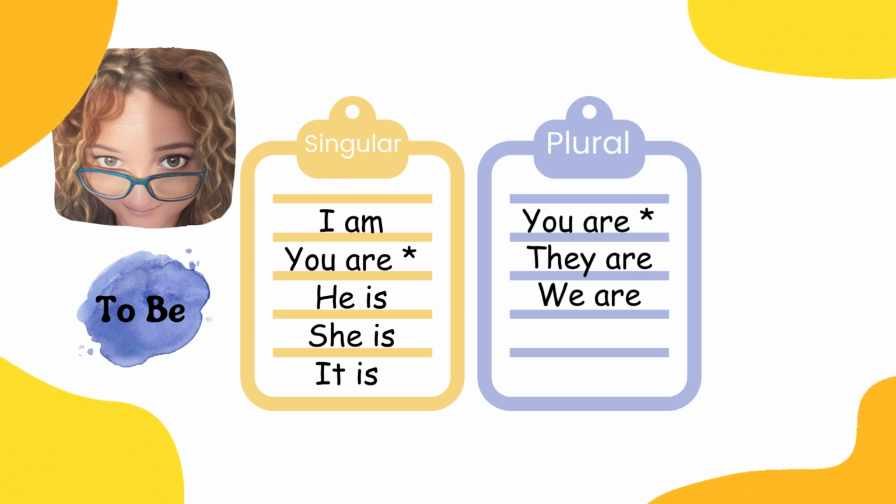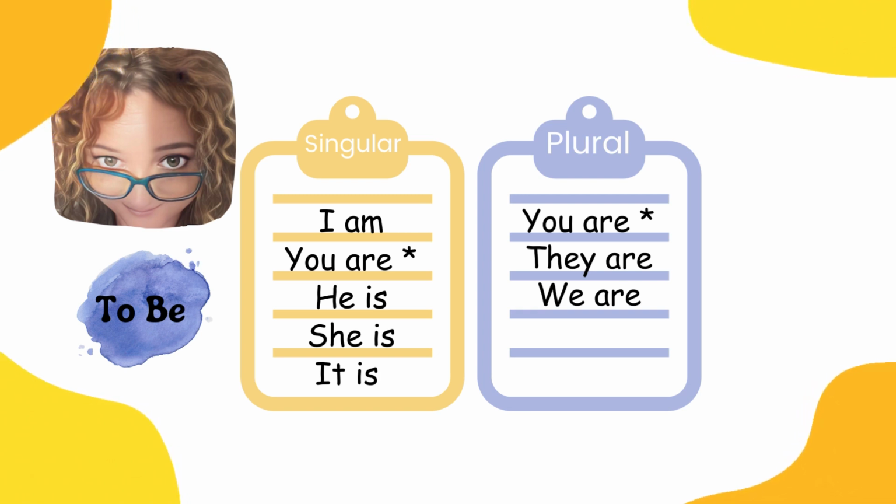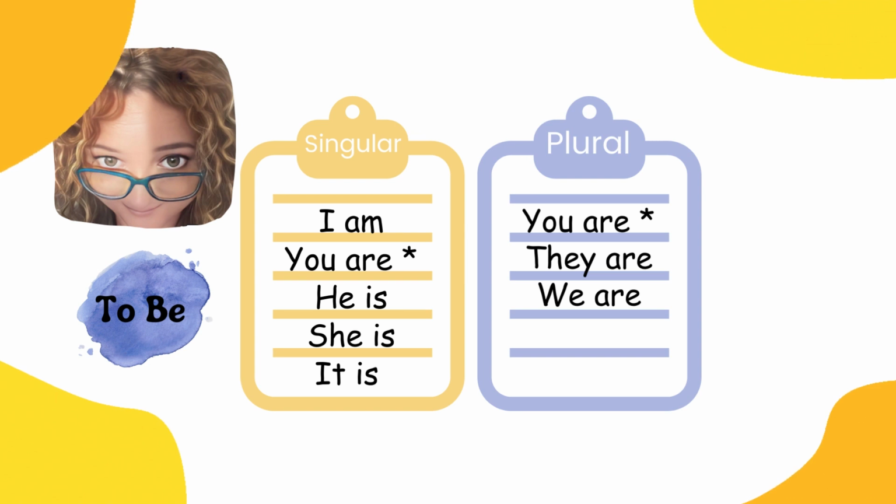Now you will notice that there's an asterisk next to you are and that it's in both the singular and plural form. That's because although the verb doesn't change, you can be used for both singular and plural uses. So for example, if I am talking to one person, I would say you are. If I am talking to a whole class, I would still use you are. And yes, this can cause confusion sometimes, as those you are talking to don't know whether you mean just them or the whole room.